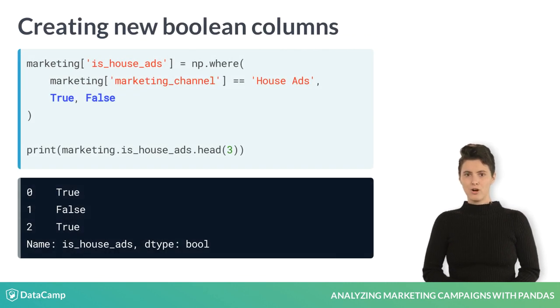The marketing channel column captures the channel a user saw a marketing asset on. Say you want to have a column that identifies if a particular marketing asset was a house ad or not. You can use NumPy's where function to create a new Boolean column to establish this. The first argument is an expression that checks whether the value in the marketing channel column is house ads. The second argument is the value you want to assign if the expression is true. The third argument is the value you want to assign if the expression is false.